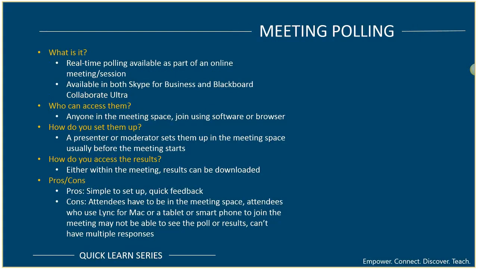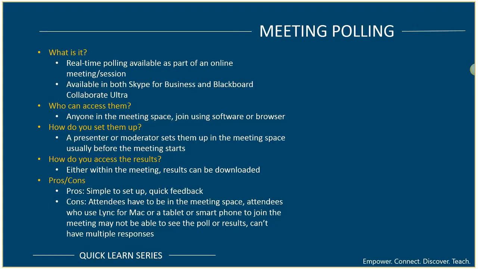Okay, meeting polling. We're kind of moving into the last ones here. Meeting polling, you've seen an example of this. We did it in this session. There's also polling options in the other kind of online meeting tool, which is Blackboard Collaborate Ultra. So as long as you're in the meeting space, you can contribute to that poll. To access the results, usually presenters can download the results, and then you see them while you're in the meeting. They usually are simple to set up.